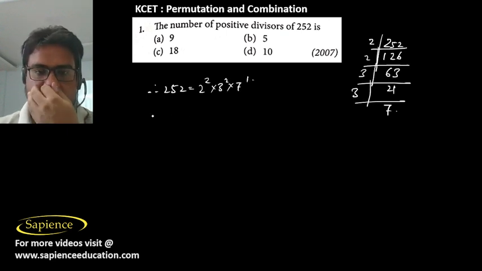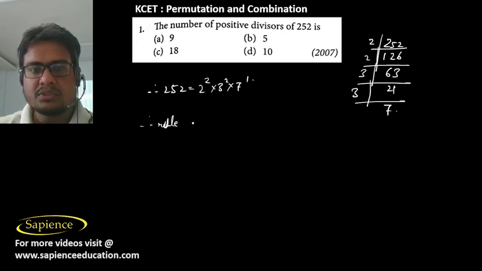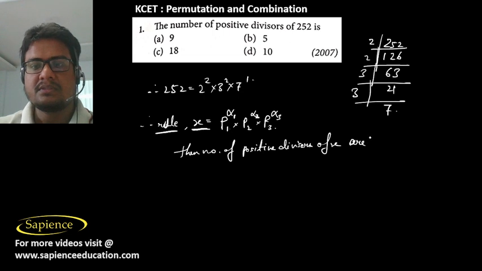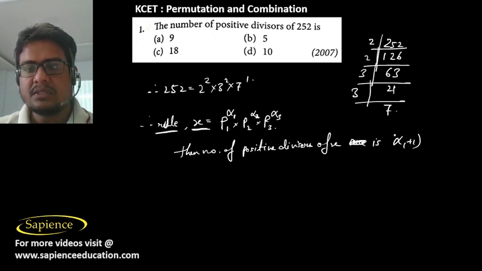So now, the rule is that if any composite number x has the prime factorization p1 power alpha 1 into p2 power alpha 2 into p3 power alpha 3, where p1, p2, p3 are the prime factors of the number x, then the number of positive divisors of x is given as alpha 1 plus 1 into alpha 2 plus 1 into alpha 3 plus 1.